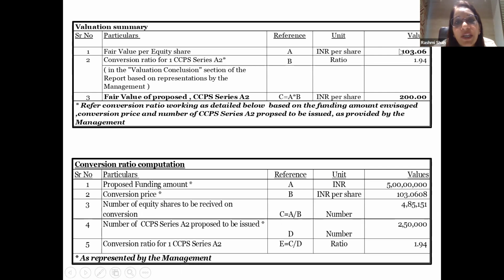So here we took the fair value per equity share as this. This is the conversion price. And so the fair value of CCPS series A2 is 200. How did I get 1.94? The computation is given down. The total proposed funding amount is given. Conversion price is given, right? So the number of equity shares to be received upon conversion, I get that. That is the proposed funding amount divided by the conversion price. Then I get the number of CCPS series A2 that is proposed to be issued. And finally, the conversion ratio for one CCPS series A2 is equal to the number of equity shares to be received on conversion divided by the number of CCPS to be issued. So this 1.94, which is the conversion ratio, is applied to the fair value per equity share to get the value of CCPS series A2.